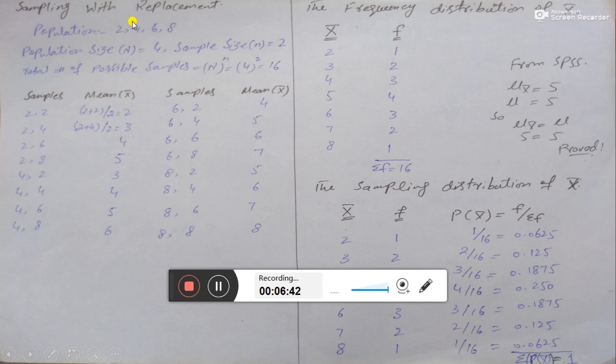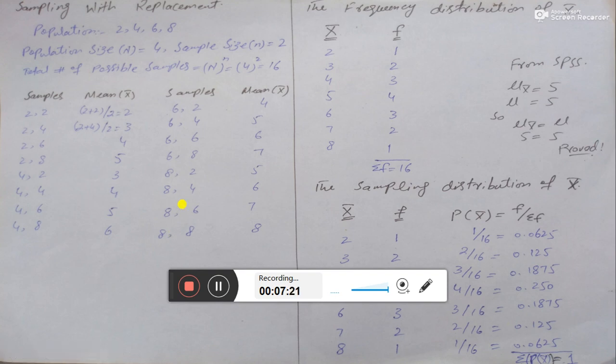Now it's the turn of 4. 4 can come with 2, because 2 is already there in the population, as I have returned it back into the population before it's the turn of 4. So 4 can come with 2, 4 with 4, 4 6, and 4 8. Then 6 can be selected with 2, 6 with 4, 6 6, 6 8. Similarly 8 2, 8 4, 8 6, and 8 8. All of these are 16 total samples.